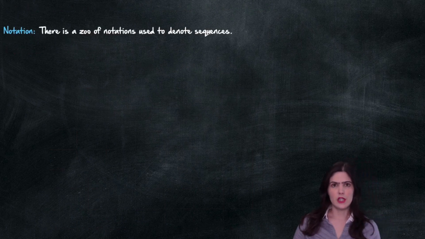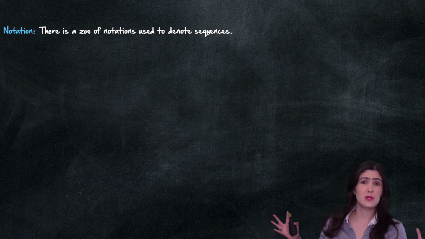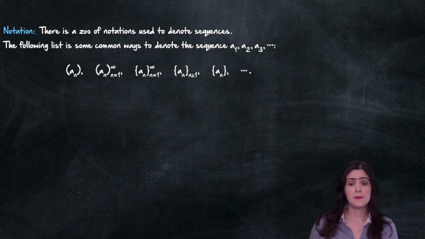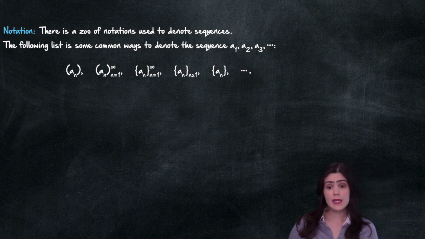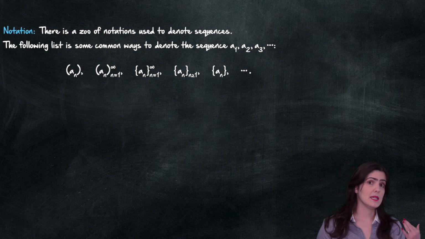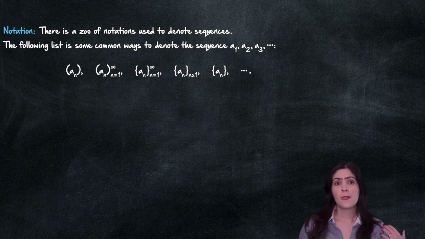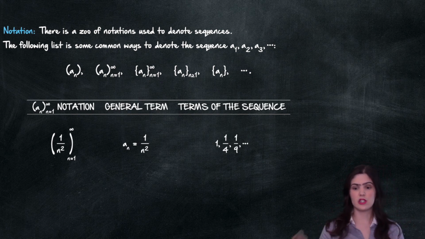Okay, notation. There is a zoo of notations out there that people use to denote sequences. Some of the common ones are a sub n in parentheses, or a sub n in parentheses with n from 1 to infinity. Some people use curly brackets, indicating that n starts at 1 and goes to infinity, or just nothing at all. Now, let's see how we can go between different notations.